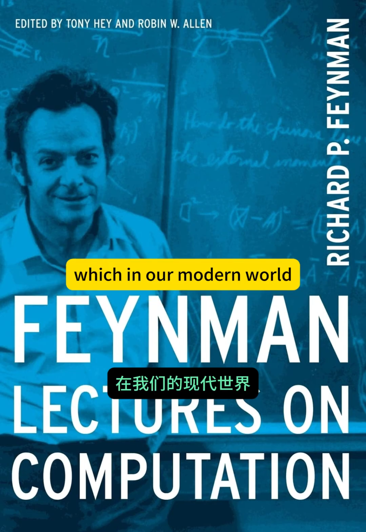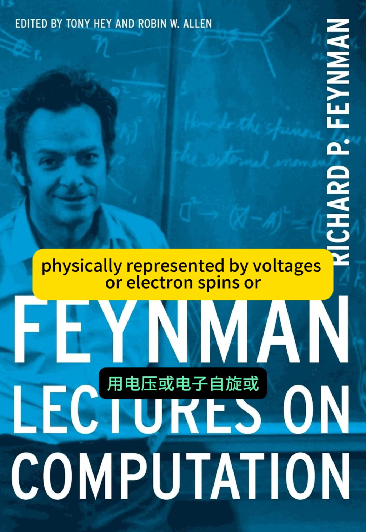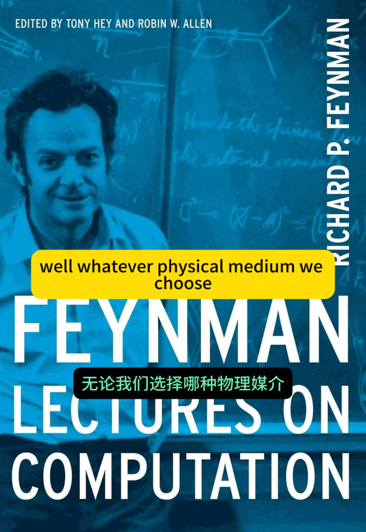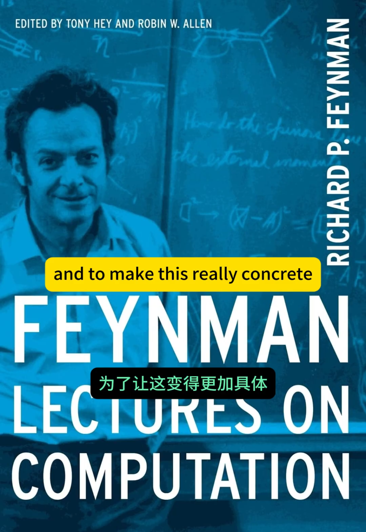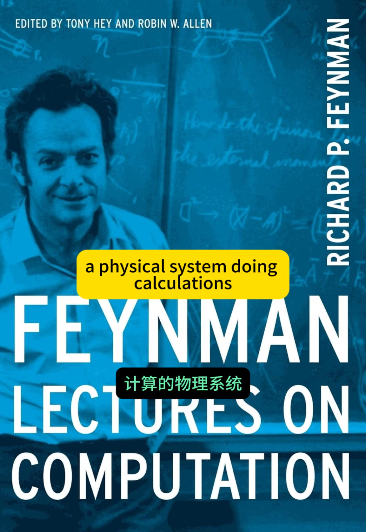Which in our modern world means shuffling digital signals, right? The ones and zeros. Exactly. Physically represented by voltages or electron spins or, well, whatever physical medium we choose. And to make this really concrete, he uses this great analogy. Imagine a whole bureaucracy of file clerks. That's your computer, a physical system doing calculations.